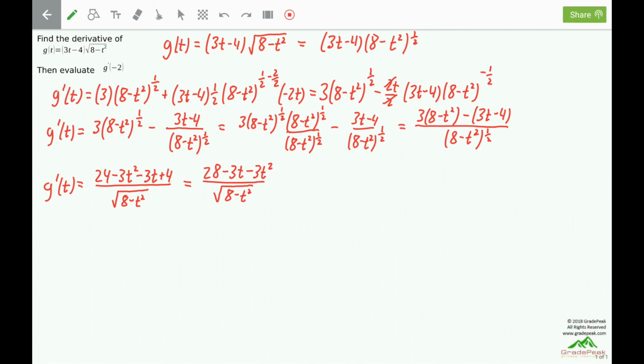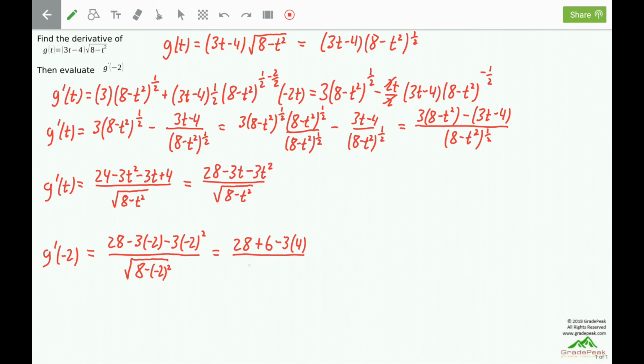The next step is to evaluate g prime of negative 2, which means to plug in negative 2 for each of the t's. So we'll have 28 minus 3 times a negative 2, and then minus 3 times a negative 2 squared, all over the square root of 8 minus a negative 2 squared. In the numerator, we have 28. A negative 3 times a negative 2 is a positive 6. And then we have a minus 3 times a negative 2 squared, which is a 4. All of this over the square root of 8 minus negative 2 squared is a 4, so a minus 4.